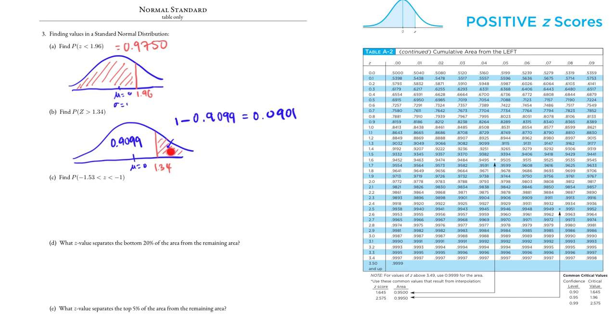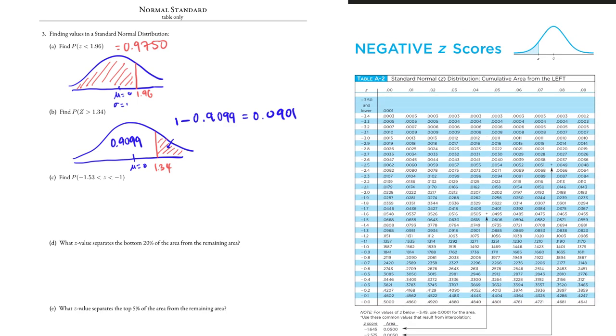Alternatively, using symmetry, if we were to reflect it to the left-hand side, then this shaded area is on the left-hand side of negative 1.34. And so using the alternative method, we could look up the z-score negative 1.34 and read off the answer directly. Negative 1.3 from the first column and go to 0.04 in the first row. There it is. Negative 1.34 has the corresponding area of 0.0901.